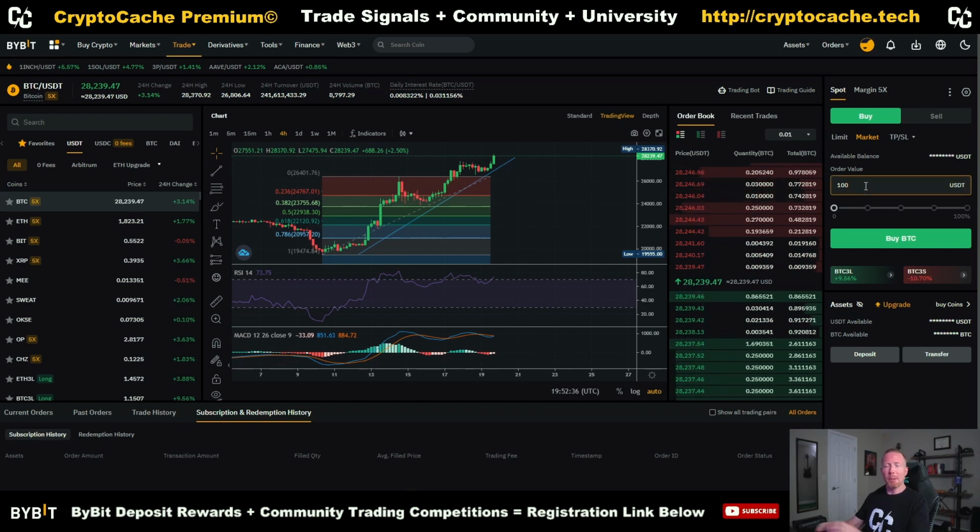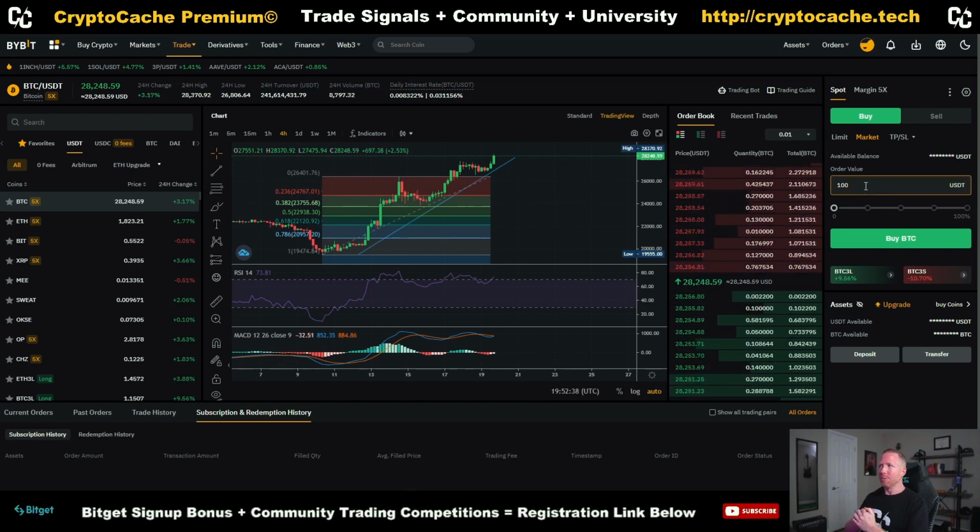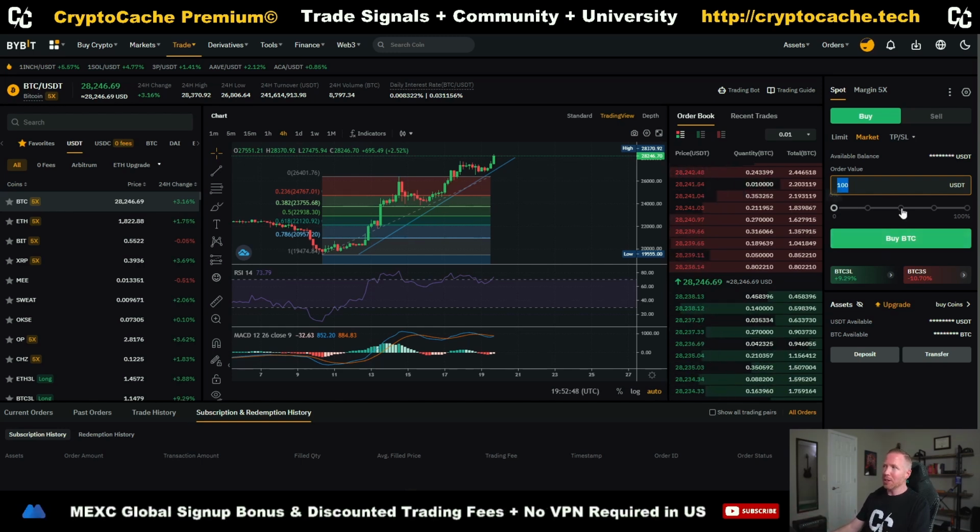If you want to buy in right at that level, you would put in $100, or again, just an example, whatever amount you want to spend in USDT. This is your trading pair, and you would click buy Bitcoin, or you would scroll this over here to reflect the amount of available funds.